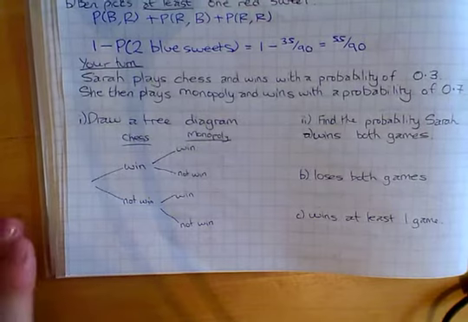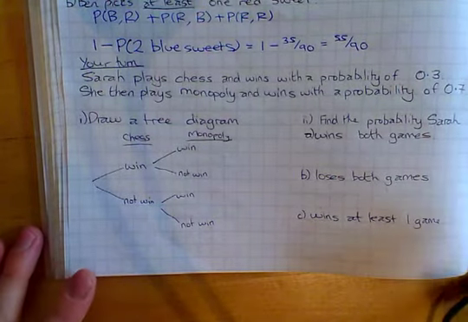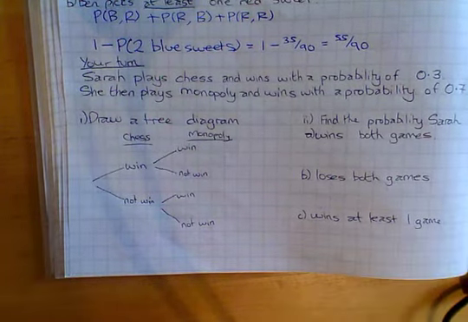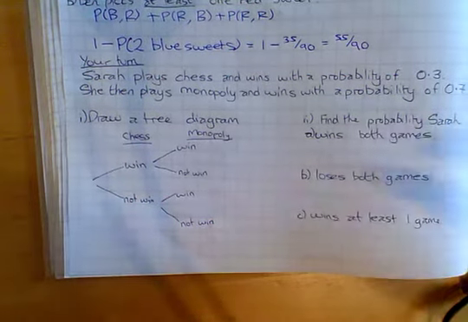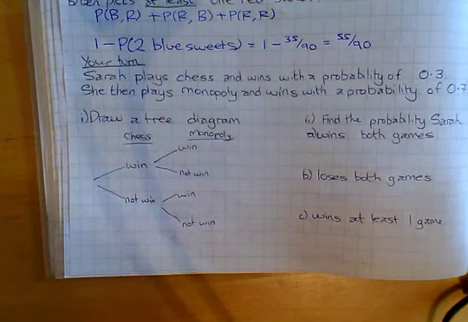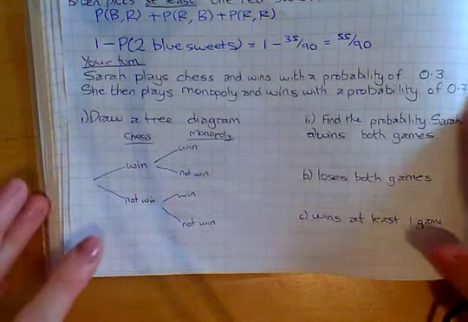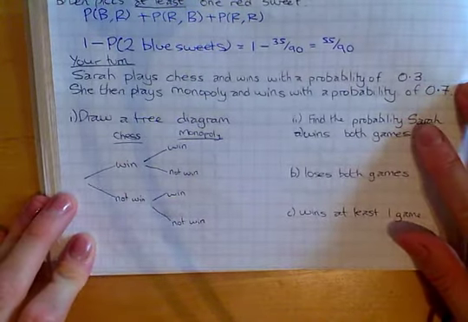which says Sarah plays chess and wins with a probability of 0.3. She then plays Monopoly and wins with a probability of 0.7. Draw a tree diagram. So pause, have a go, and then we'll run through it.